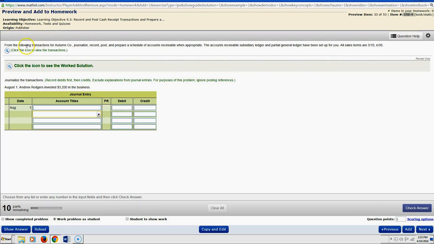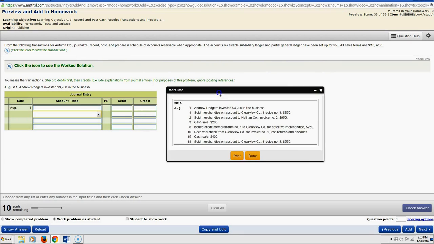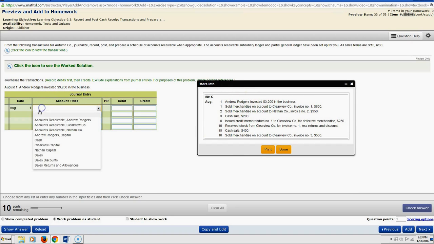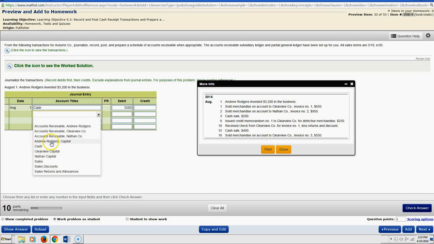Let's go. So we want to get the transactions up and move right along. So here we are. Roger's investing $3,200 in the business. It's a cash investment. The amount is $3,200, and the credit is to Roger's capital.